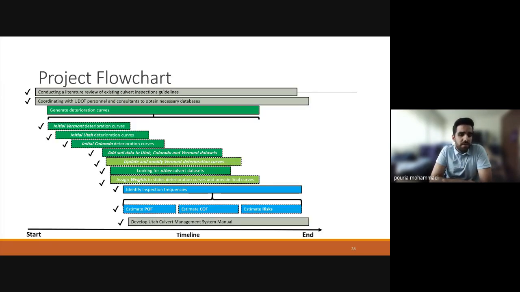Here is the flowchart of the project. We completed generating the deterioration curves for Utah State and also Colorado and Vermont, as well as the three states together. Also, we propose inspection frequency based on risk-based analysis, and we developed a culvert management system manual for Utah at last as a result of this project.